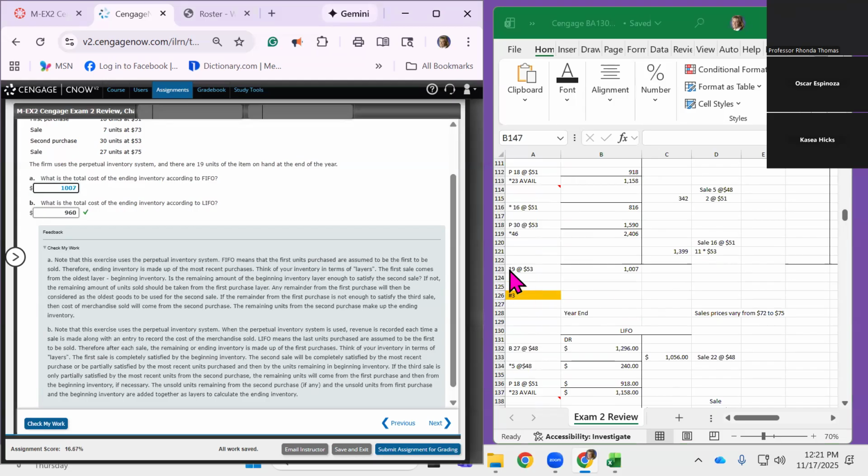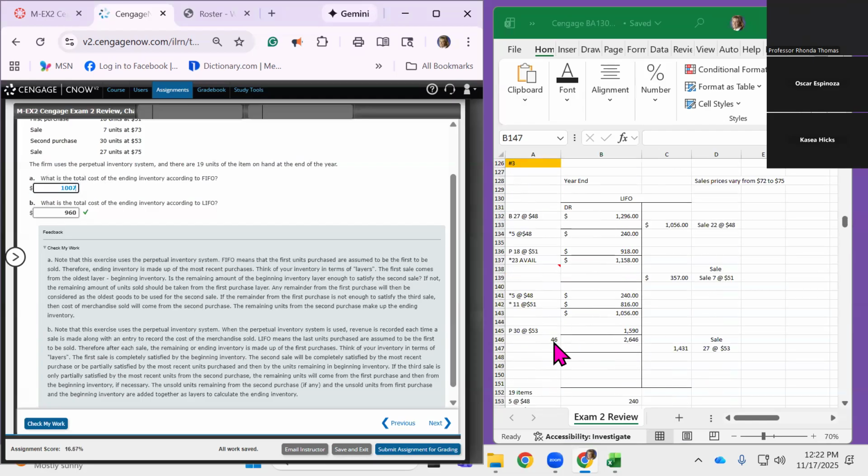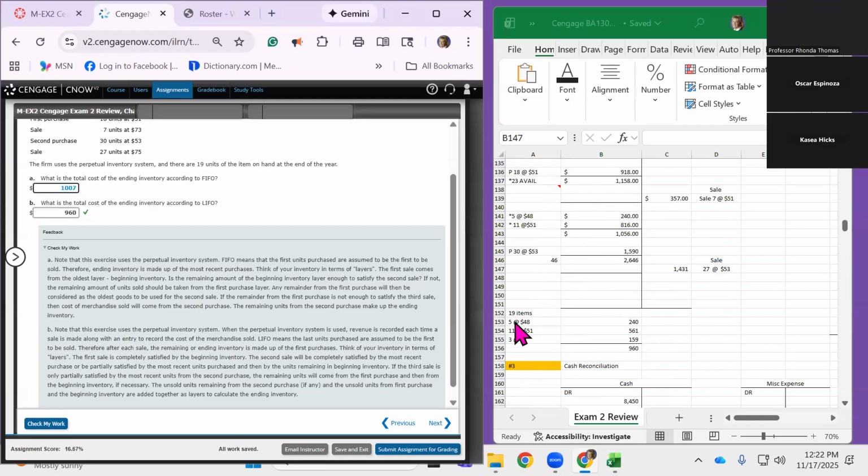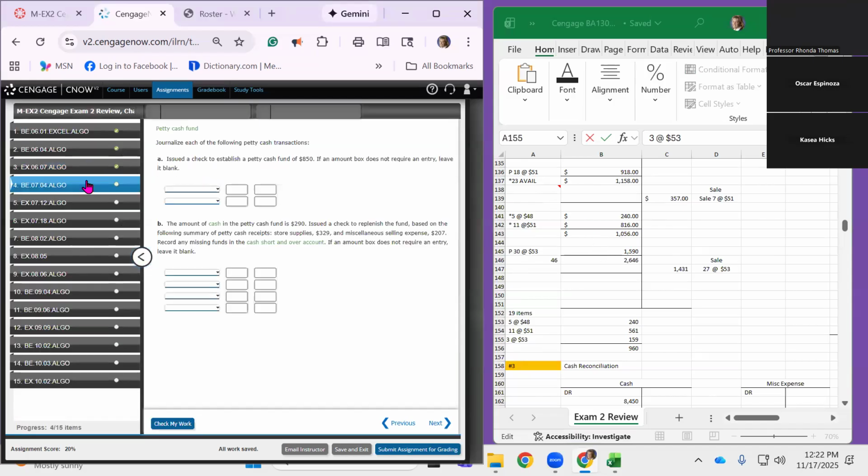But yikes, look at the difference. We had 19 items at a $53 cost. That was our last cost that we brought in a purchase. And all 19 of them fit in that, right? Without needing any other costs. Well, down here, our 19 items are 5 at 48, 11 at 51, and 3 at 53. So it can get really complicated when you have to keep carrying a certain cost down. Okay. Let's see if I got that one right. All right, good. That was tough. Let's move on.